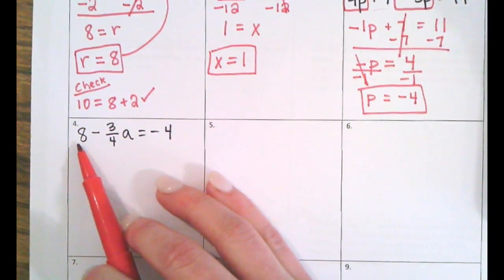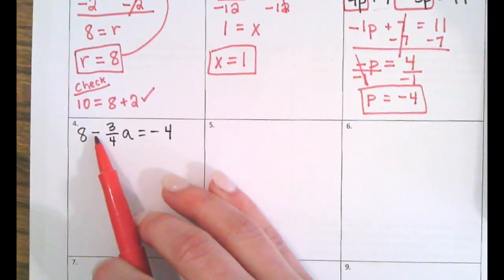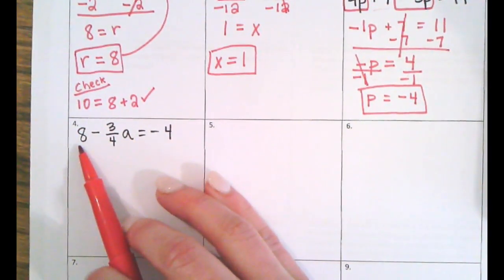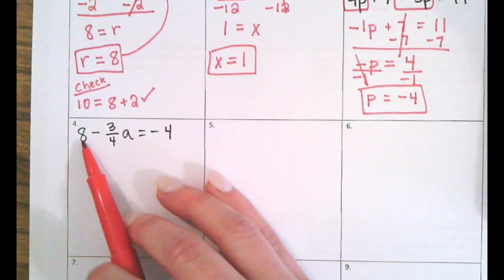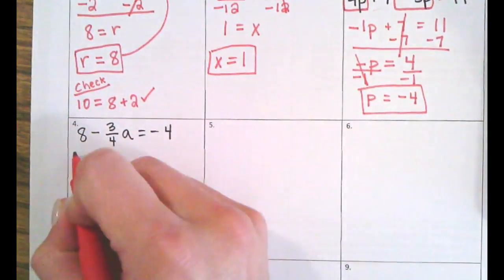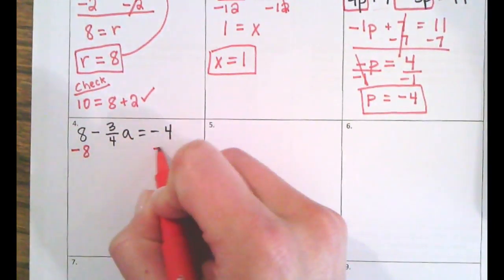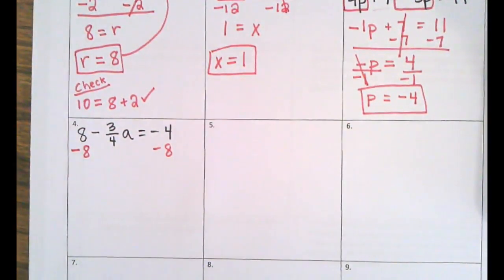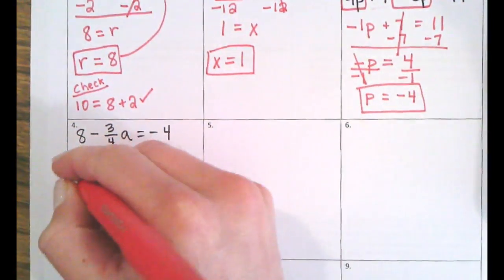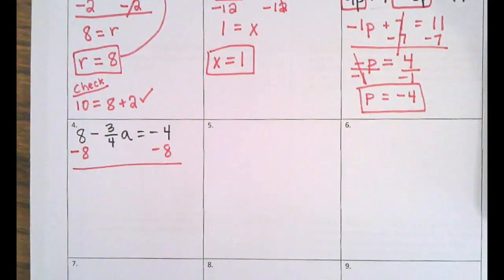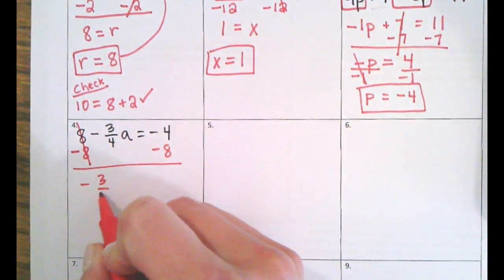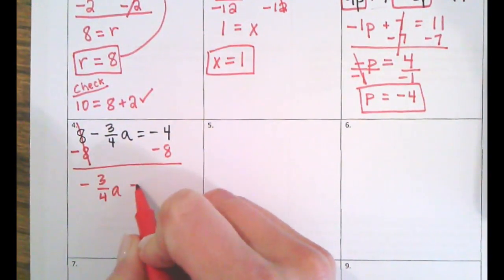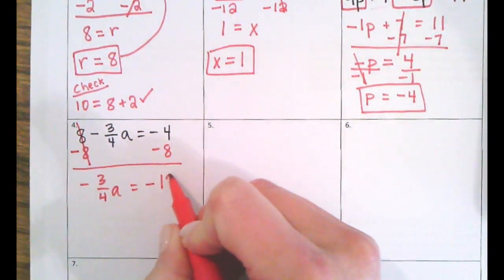Bringing 8 to the other side, this is held together with subtraction. However, 8 is positive. So in order to move 8 to the other side of the equation, you have to subtract 8 on both sides. This will cancel off my 8s, and I'm left with negative 3/4 A equals negative 12.